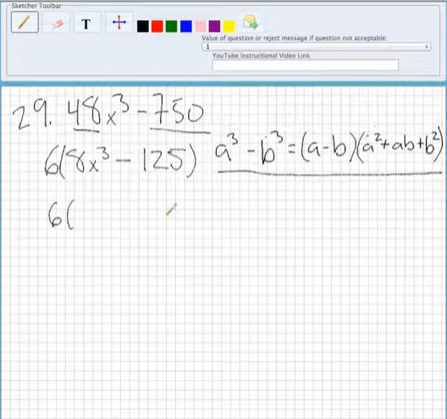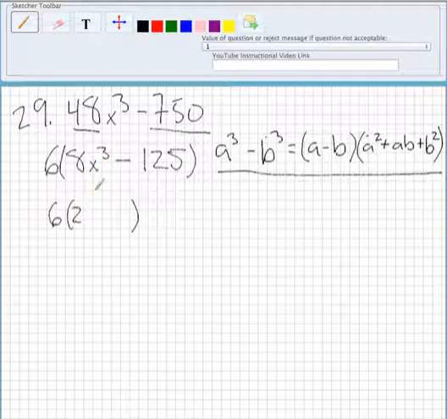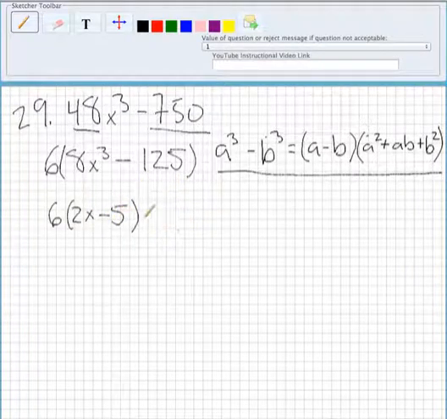And in this first parentheses, you take the cubed root of the first term, which is just going to be the cubed root of 8 is 2. And the cubed root of x cubed is just x. And I'm going to subtract the cubed root of 125, which is 5. So that's our first parentheses.